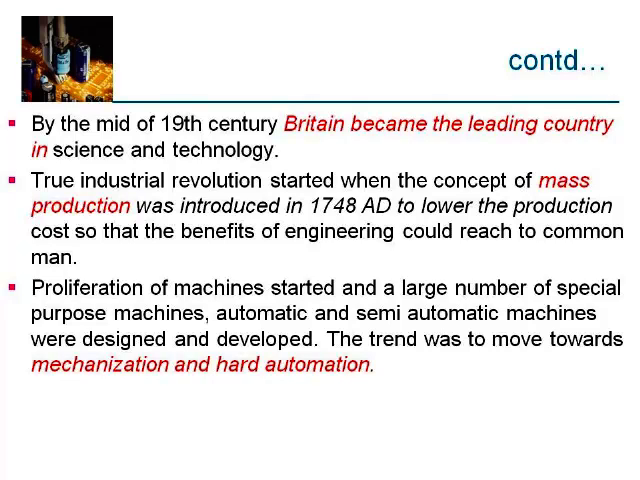True industrial revolution started when the concept of mass production was introduced in 1748 AD to lower the production costs, so that the benefits of engineering could reach the common man. Proliferation of machines started, and a large number of special purpose machines, automatic and semi-automatic machines were designed and developed. The trend was to move towards mechanization and hard automation.